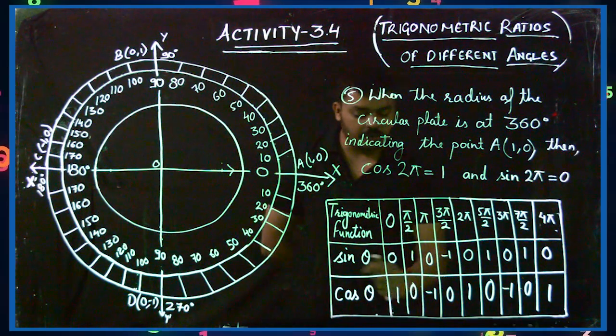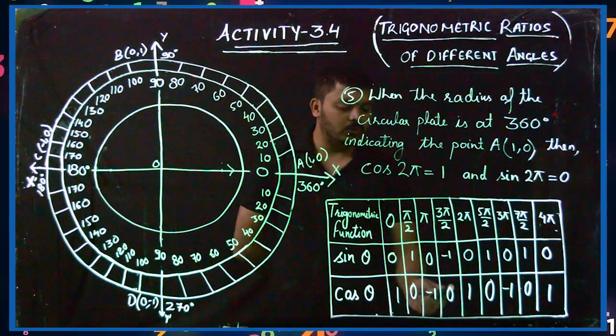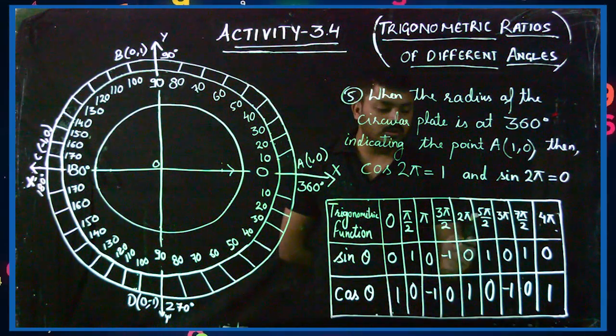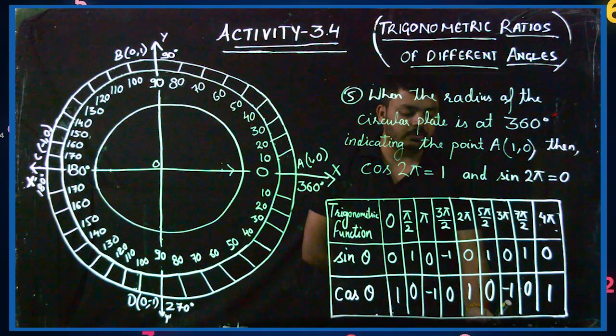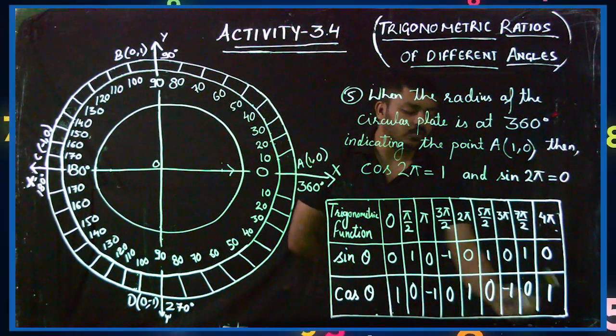And similarly, cos theta for different values of theta: cos 0 is 1, cos pi by 2 is 0, cos pi is -1, cos 3 pi by 2 is 0, cos 2 pi is 1, cos 5 pi by 2 is 0, cos 3 pi is -1, cos 7 pi by 2 is 0 and cos 4 pi is 1.